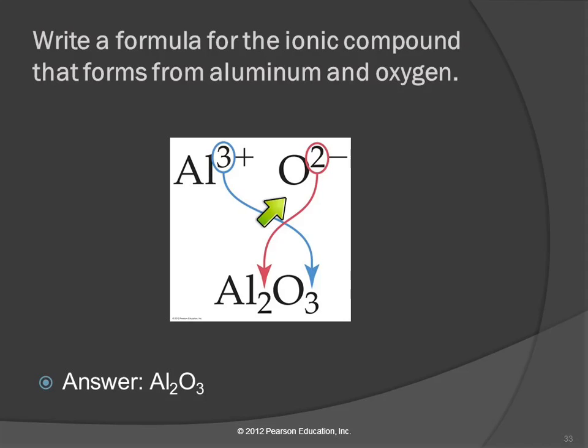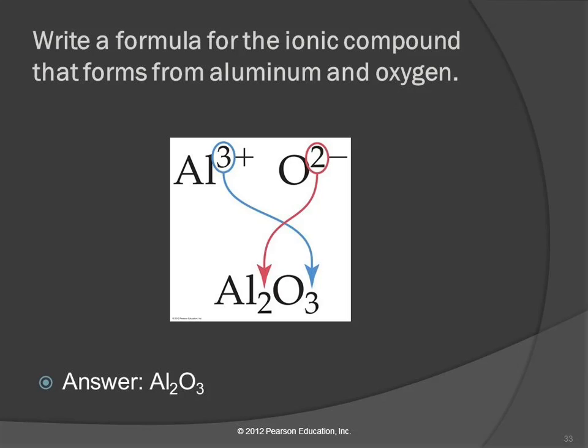So this is demonstrating the crisscross method. Those numbers are not the same. So we can take this number 3 and have it be the subscript on the oxygen. And this number 2 be the subscript on the aluminum. And this is the crisscross thing right here. Okay, and most students like that. Crisscross. There are other ways to think of this.